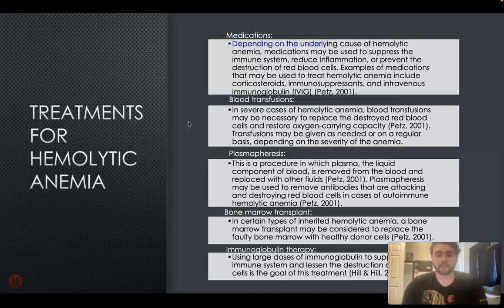There's also a bone marrow transplant. In certain types of inherited hemolytic anemia, a bone marrow transplant may be considered to replace the faulty bone marrow with healthy donor cells. Immunoglobulin therapy uses large doses of immunoglobulin to suppress the immune system and lessen the destruction of red blood cells, which is the main goal of this treatment.